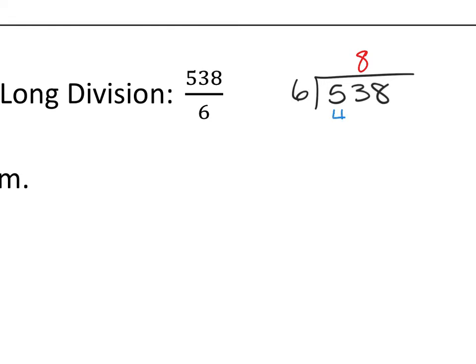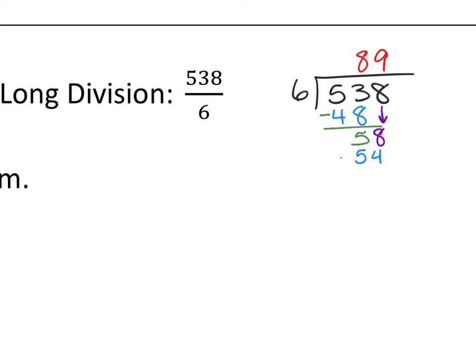Well, 6 times 8 is 48. We would subtract 48 from 53. That would give us 5. Then we would bring down the 8 and repeat all of those steps. Divide 6 into 58. How many times does that happen? 9. And then 9 times 6?